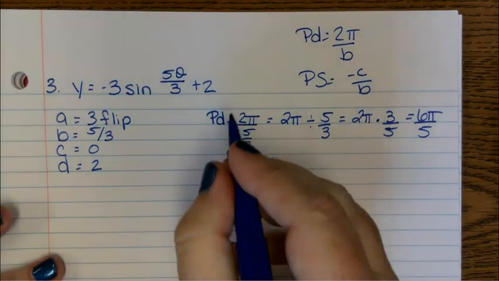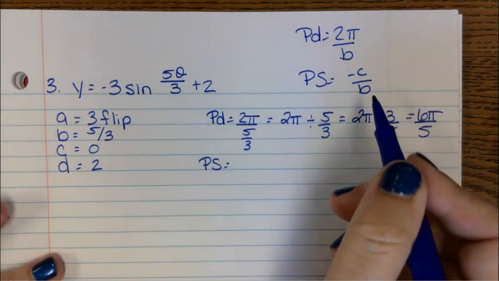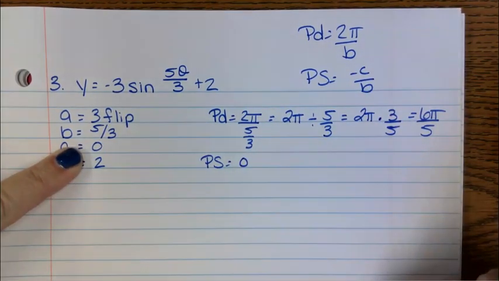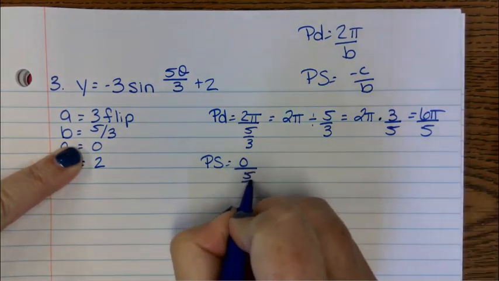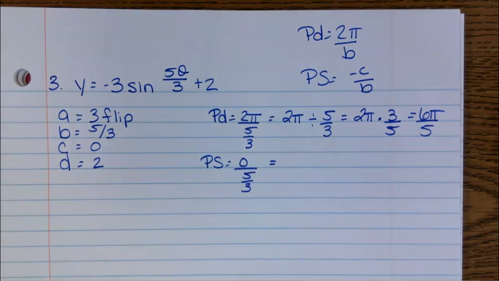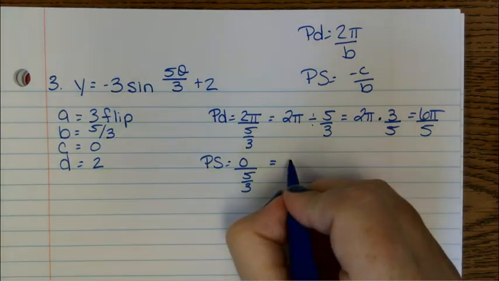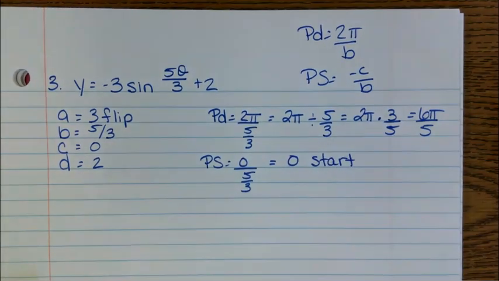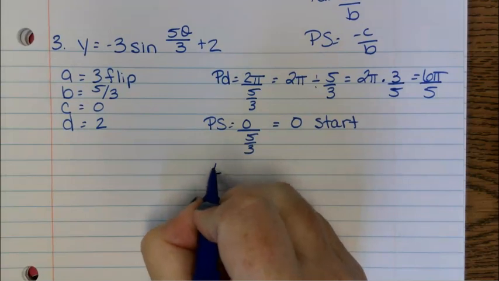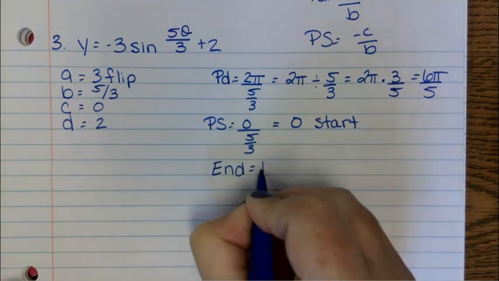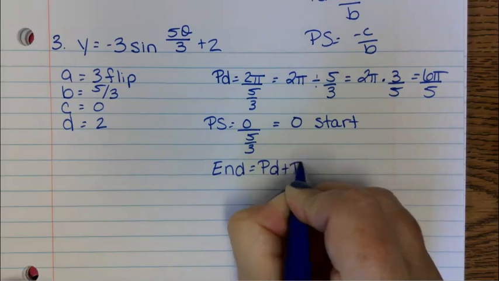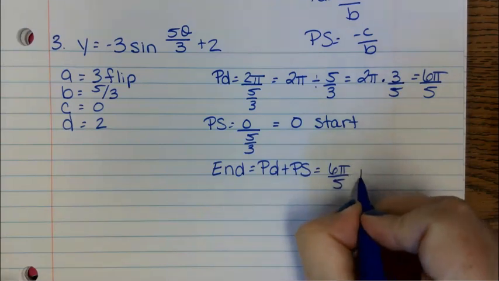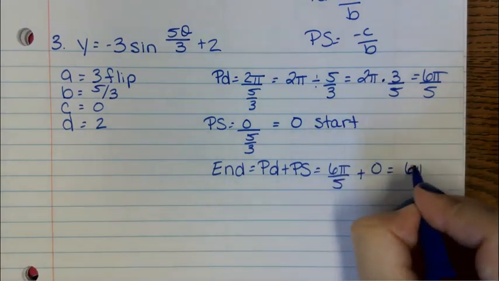Okay. Phase shift is opposite of C over B. So opposite of 0 is 0. Divided by 5/3. And before we even get too far, 0 divided by anything is just plain old 0. And this is my start. Okay. Now, the formula for end is period plus phase shift. So period is 6 pi over 5 plus the start at 0, and I get 6 pi over 5.